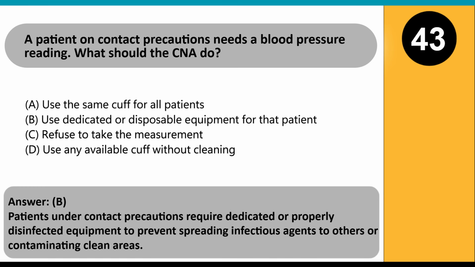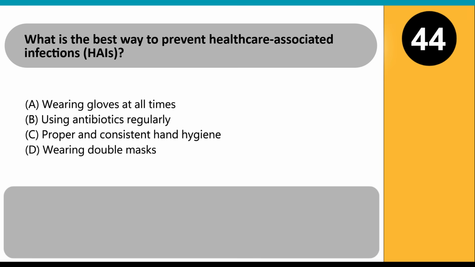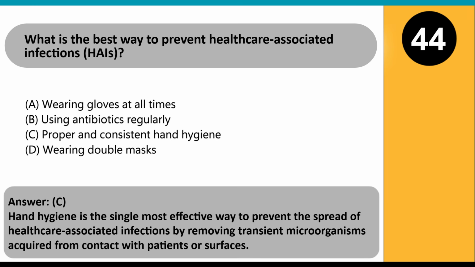contaminating clean areas. What is the best way to prevent healthcare-associated infections, HAIs? A. Wearing gloves at all times. B. Using antibiotics regularly. C. Proper and consistent hand hygiene. D. Wearing double masks. Answer: C. Hand hygiene is the single most effective way to prevent the spread of healthcare-associated infections by removing transient microorganisms acquired from contact with patients or surfaces.